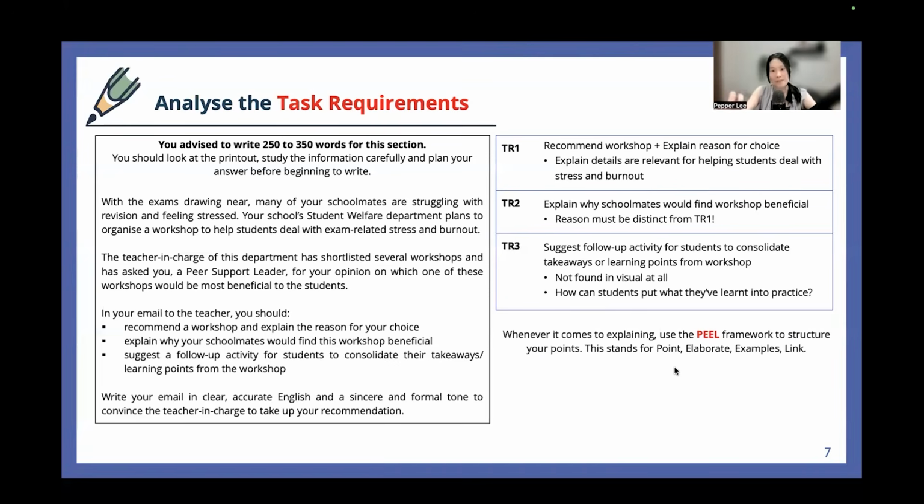And when it comes to explaining, when the task point says explain, I generally recommend that students use the PEEL framework to structure their points. This ensures that they are developing their points sufficiently. Okay, so PEEL stands for point, elaborate, examples or evidence, and link.